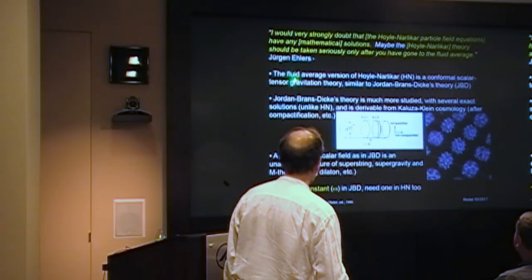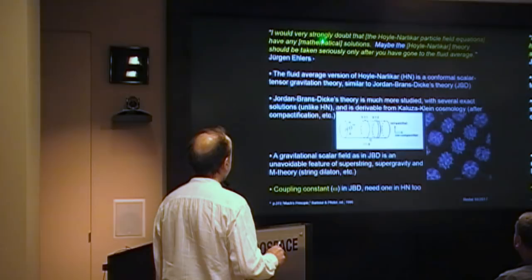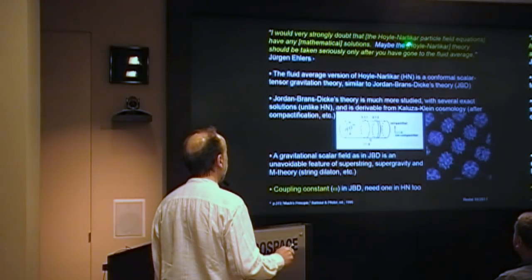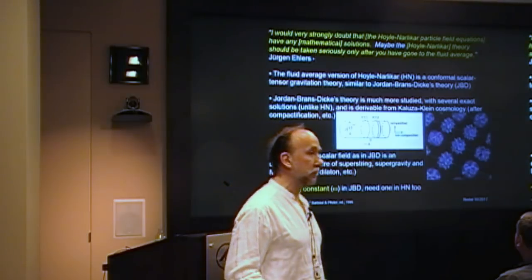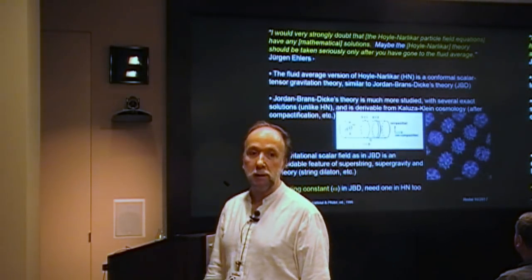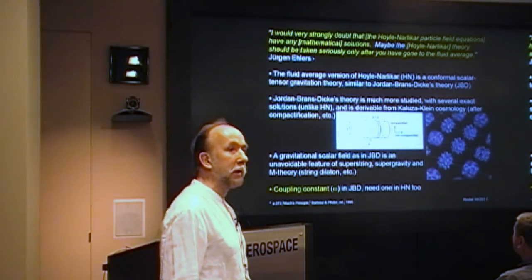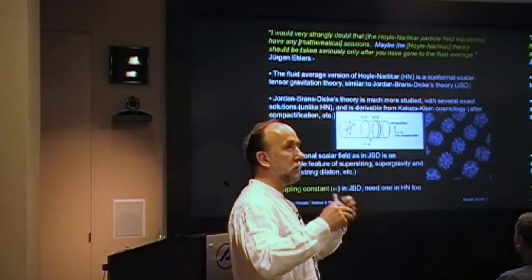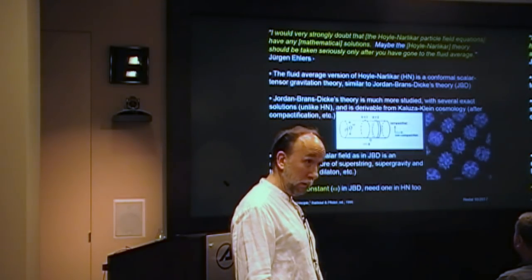Jürgen Ehlers wrote that he strongly doubted that the whole analytical particle field theory has any mathematical solutions. Actually, one can show that it leads to mathematical divergences. That's why whenever people talk about Hoyle-Narlikar, which is a particle field theory, nobody has any solutions for it, none.